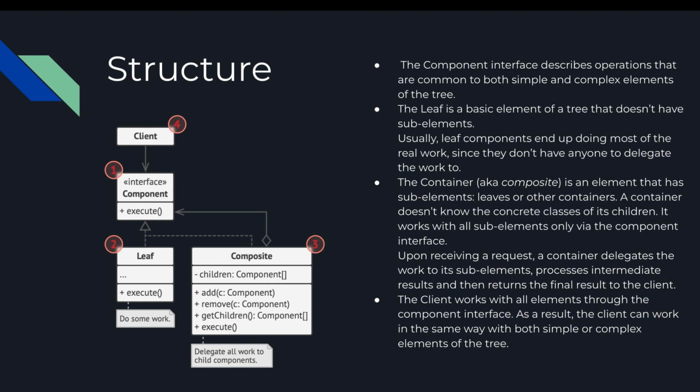A container doesn't know the concrete classes of its children. It works with all the sub-elements only via the component interface. And upon receiving a request, a container delegates the work to its sub-elements, processes intermediate results, and then returns the final result to the client. And finally, the client works with all the elements through the component interface. As a result, the client can work in the same way with both simple or complex elements of the tree.